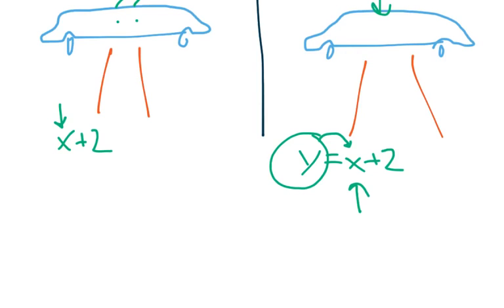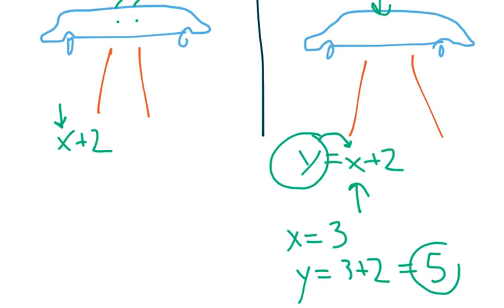Y depends on x. And so let's say I let x equal 3. Well, if that's the case, I'll get y equals 3 plus 2, which means that y equals 5. The y variable was dependent upon what x is. And if I change x, y is going to change.